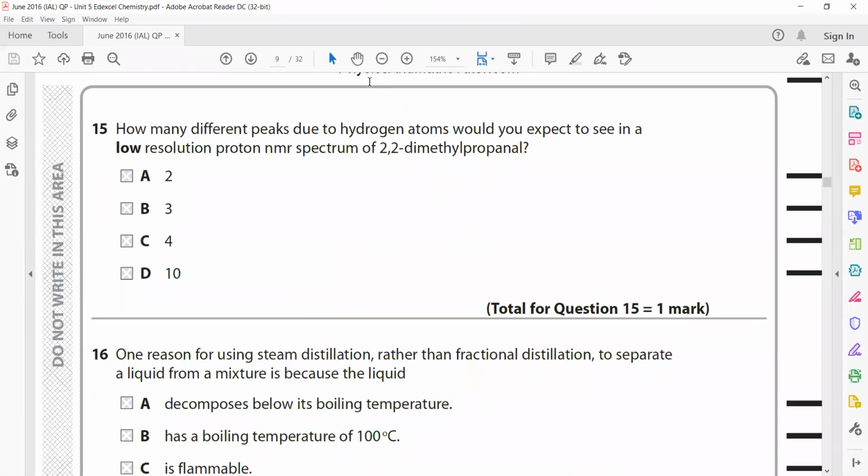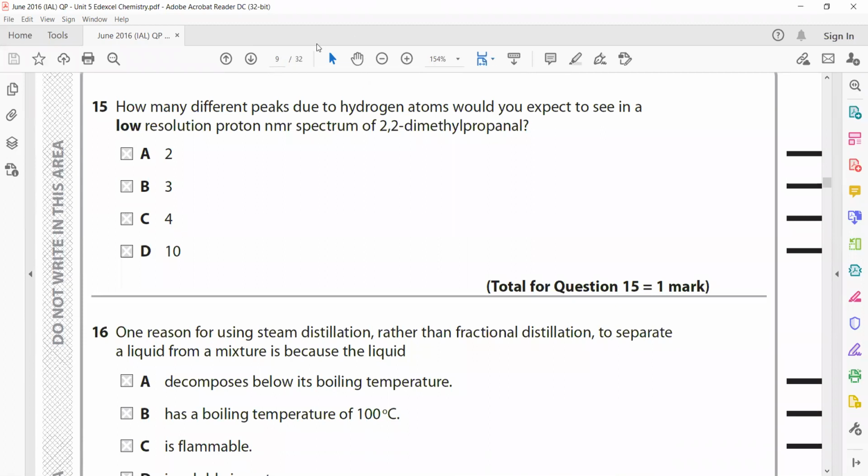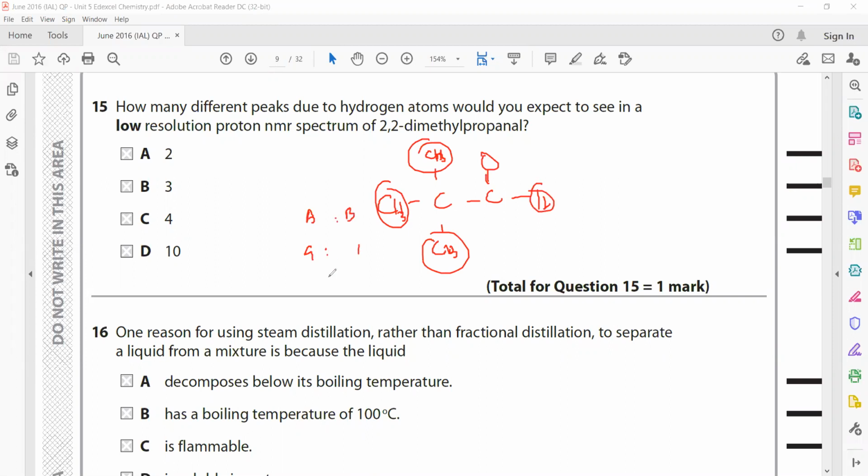How many different peaks due to hydrogen atoms would you expect in the low resolution NMR of 2,2-dimethylpropanal? So we have the propanal aldehyde, and at the second position we have methyl groups. So these are the same hydrogen environments. That is A, which will have 9 hydrogens, and B will have only 1 hydrogen. So 9:1 is the simplest ratio, and there are 2 hydrogen environments.